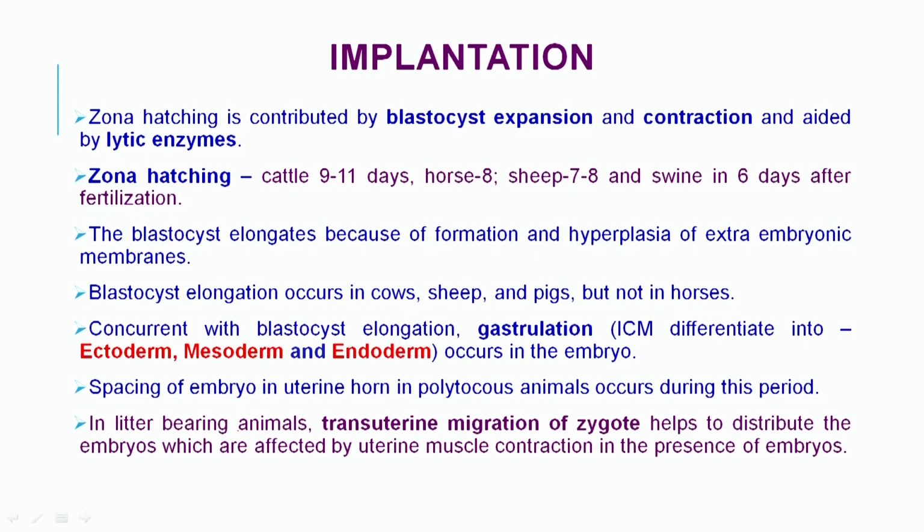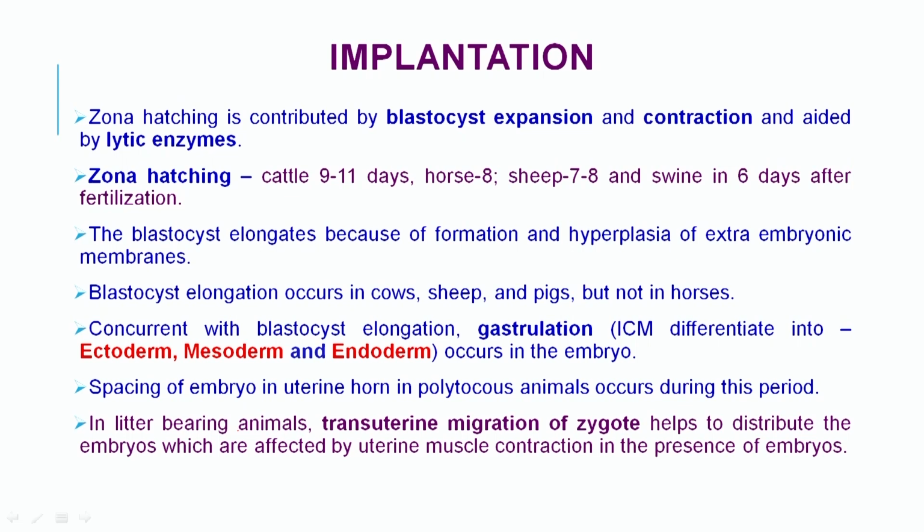The blastocyst elongates because of the formation and hyperplasia of the extraembryonic membranes. Blastocyst elongation occurs in cows, sheep and pigs, but not in the horse. Concurrent with the blastocyst elongation, gastrulation occurs in the embryo, that is, formation of the ectoderm, mesoderm and endoderm. A spacing of the embryos in the uterine horn in polytocous animals occurs during this period.